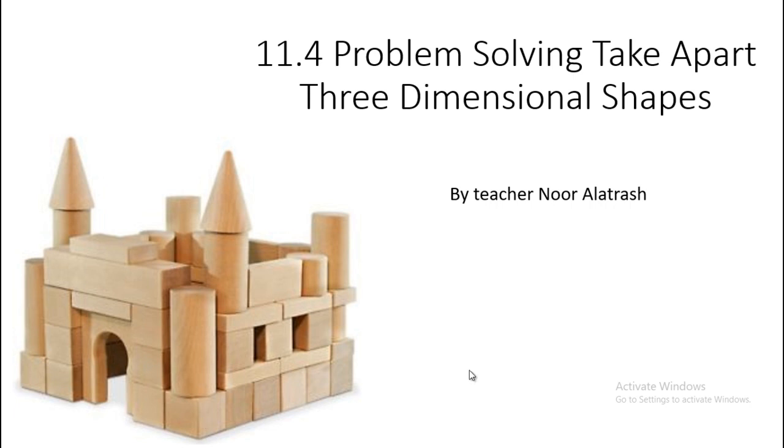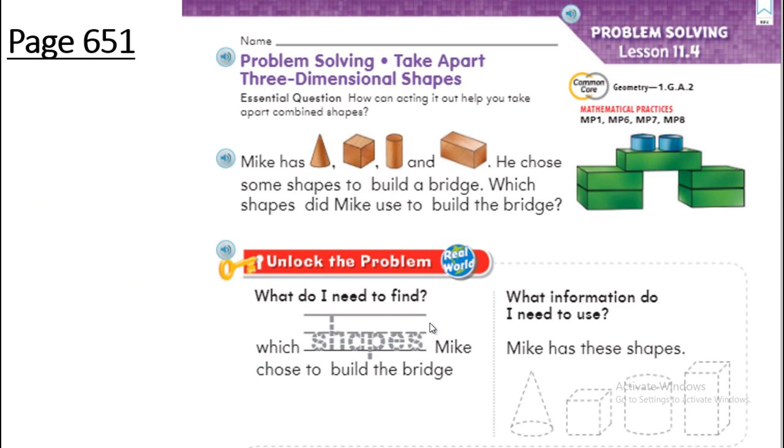Okay, now in today's lesson 11.4 we are doing problem solving: take apart three-dimensional shapes. Yesterday we learned how to build a new shape using our three-dimensional shapes. Today we will take them apart. Like in this question: Mike has 4 shapes: a cone, a cube, a cylinder, and a rectangular prism. He chose some of them to build a bridge. Which shapes did Mike use to build the bridge?